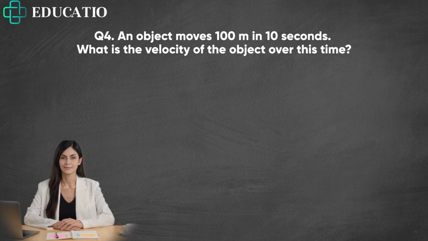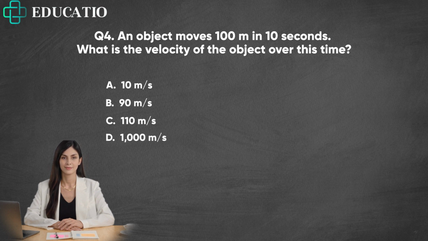Question 4. An object moves 100 m in 10 seconds. What is the velocity of the object over this time? A. 10 meters per second. B. 90 meters per second. C. 110 meters per second. D. 1000 meters per second.